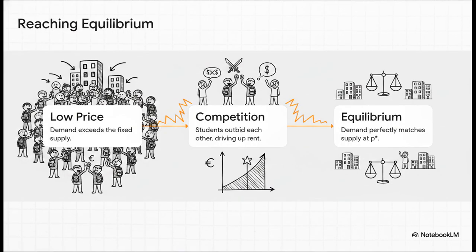Let's put those together. If the rent starts way too low, let's say 200 euros, student demand is going to vastly exceed that fixed supply. And what happens next? Competition. Students will inevitably try to outbid each other, which drives the price up and up until it hits what we call P-star. That's the perfectly balanced equilibrium point where the exact number of students willing to pay perfectly matches the exact number of available apartments. At this sweet spot, nobody has any incentive to change what they're doing.